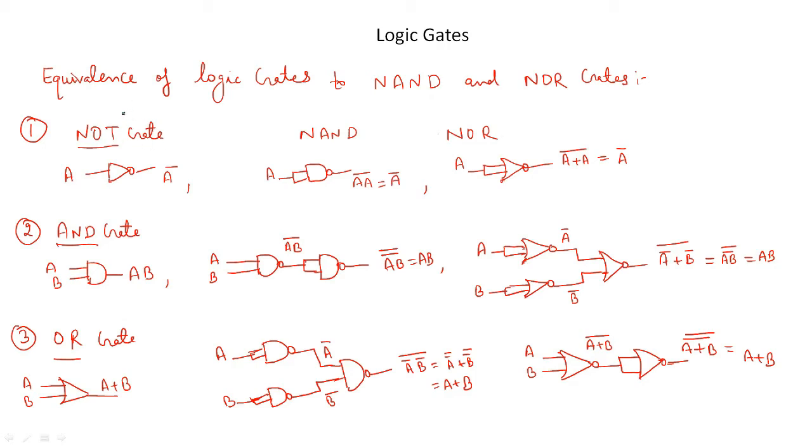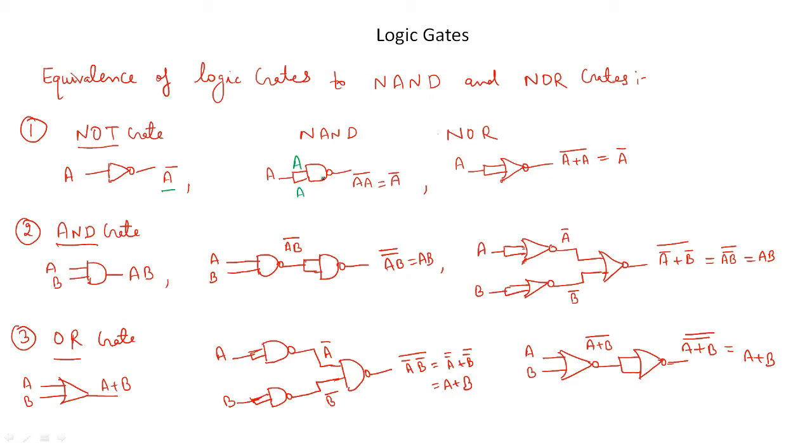Hello everyone, today we will discuss the equivalence of the logic gates to NAND and NOR gates. For the NOT gate, you know that if the input is A, then after the NOT operation the output will be A bar. For the NAND gate, if the input is A and we apply the same input to both terminals of the NAND gate, then you can see that the output is the same as in the NOT gate, because here the input is A and it will also be A.